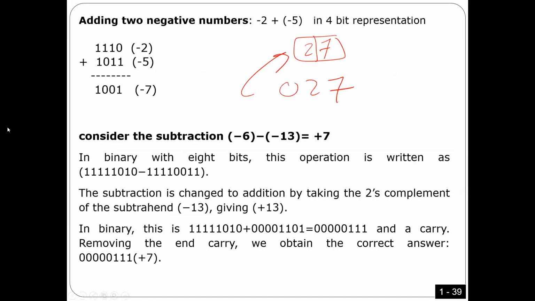So let's have some examples to understand what I'm saying. Here, I want to add these two numbers. This one is -2, this one is -5. I want to add them together. If I do the addition, 0 plus 1 is 1. That's okay. 1 plus 1 is 0, and then we have a carry here. 1 plus 1 is 0, and we have a carry here. 0 plus 0 is 0. Now look at the last one here. 1 plus 1 plus 1 is 1, and we have a carry here. I told you, you need to ignore this carry.